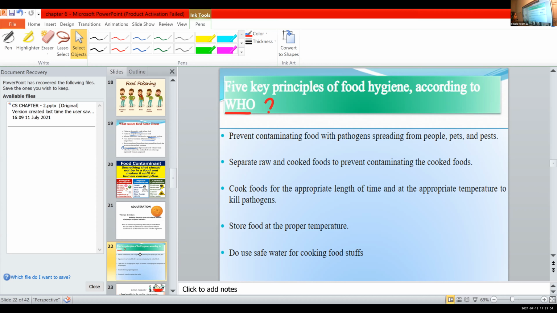Separation of raw and cooked food, that is also very important. Why? Meghna, what is the need of separating these two foodstuffs? For cooked foods, the bacteria will be less as it has been boiled and cooked. So all the pathogens or all the microorganisms in the food will be lost. That's the reason for the separation of raw and cooked foods. Good, Meghna.